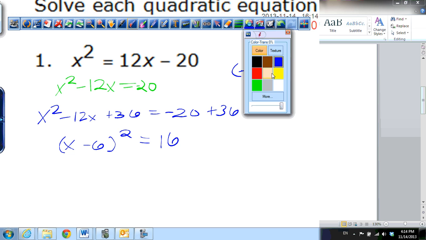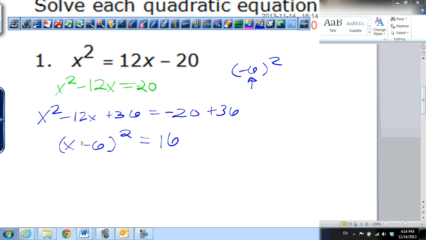The last steps are all about solving. So I'm going to take the square root of both sides. I get x minus 6 equals plus or minus 4, because negative 4 times negative 4 is positive 16, and positive 4 times positive 4 is positive 16. Last thing I'm going to do is add, so I get 6 plus or minus 4.